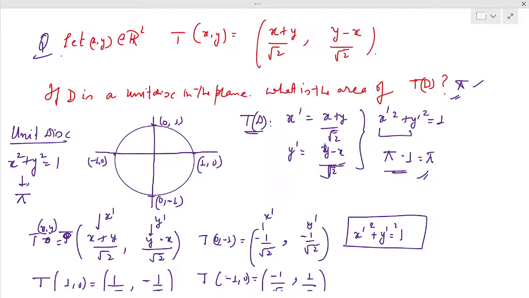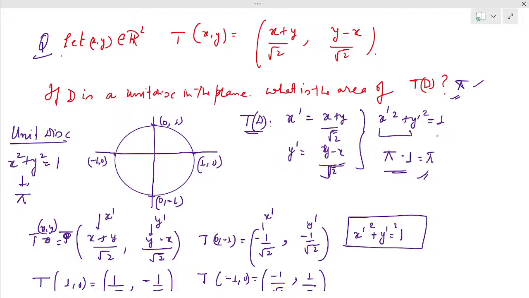And if I square them up and add, what am I going to get? I'm going to get x dash square plus y dash square equals 1. So after all, this is also a unit circle only. If that's a unit circle, you know that the area of a unit circle is what? It is simply equal to pi.